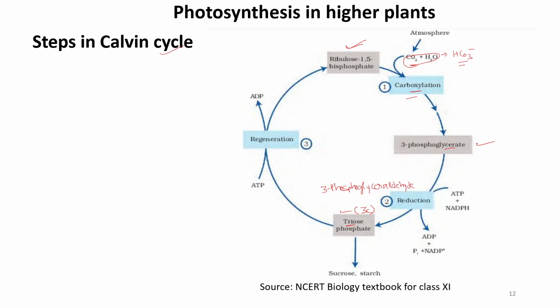Okay. Then what happens? In the regeneration phase, RuBP is regenerated. Okay, RuBP is regenerated, and this ensures the continuation of the C3 cycle. Here again, coming back to the reduction phase, ATP and NADPH were used, and ADP and NADP plus are formed. Okay, so these were the steps in the Calvin cycle in short.